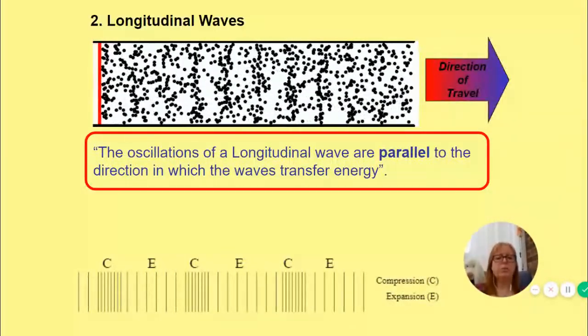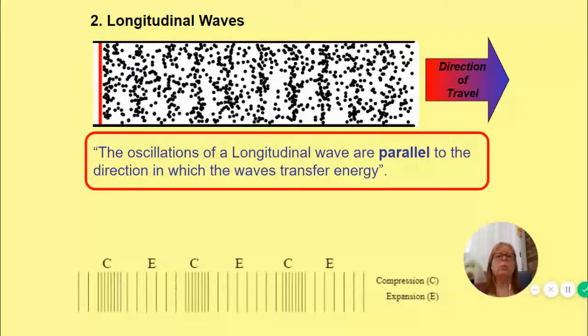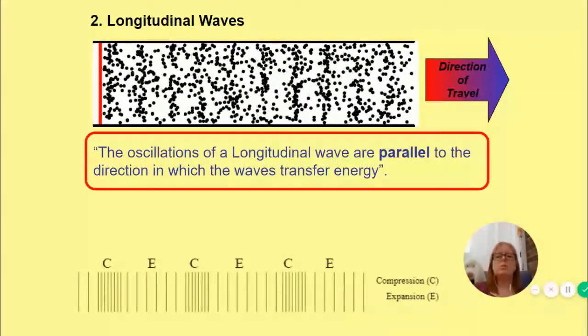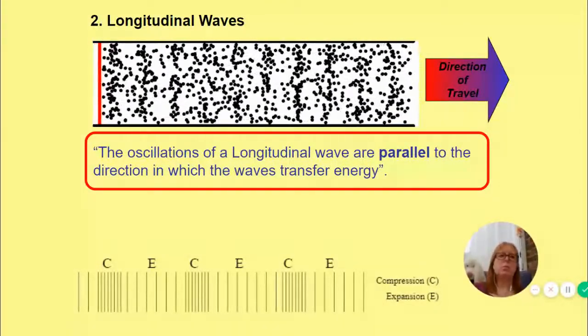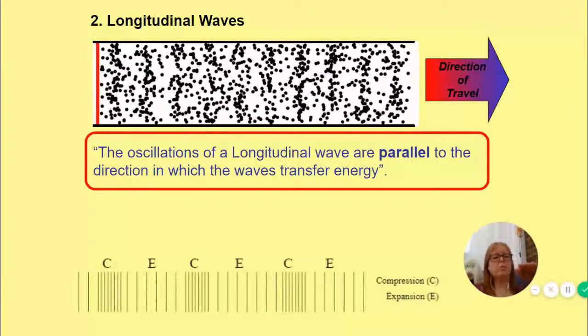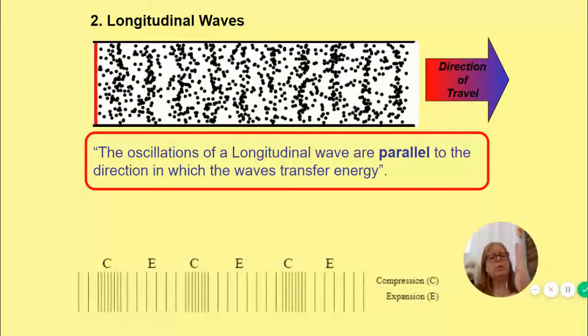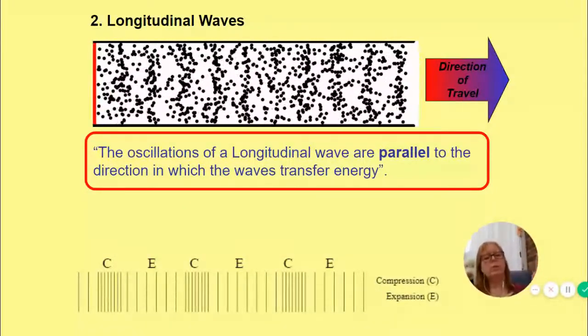Right, second type, like these. These are longitudinal. So still carrying energy, but the oscillations, so the wiggles, are parallel to the direction in which the waves transfer energy. That sounds a bit fancy to say. If the energy goes one way, the particles go backwards and forwards in the same direction. So if the energy is going like that, my bits of wave are doing that as they go along.